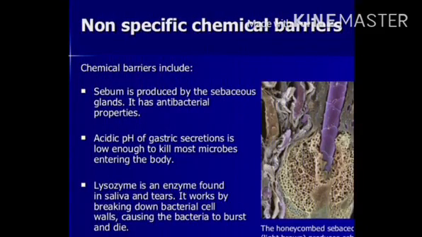Now, chemical barriers include sebum, which is produced by the sebaceous glands. It has antibacterial properties. The acidic pH of gastric secretion is low enough to kill most microbes entering the body. Lysozyme is an enzyme found in saliva and tears. It works by breaking down the bacterial cell wall, causing the bacteria to burst and die.